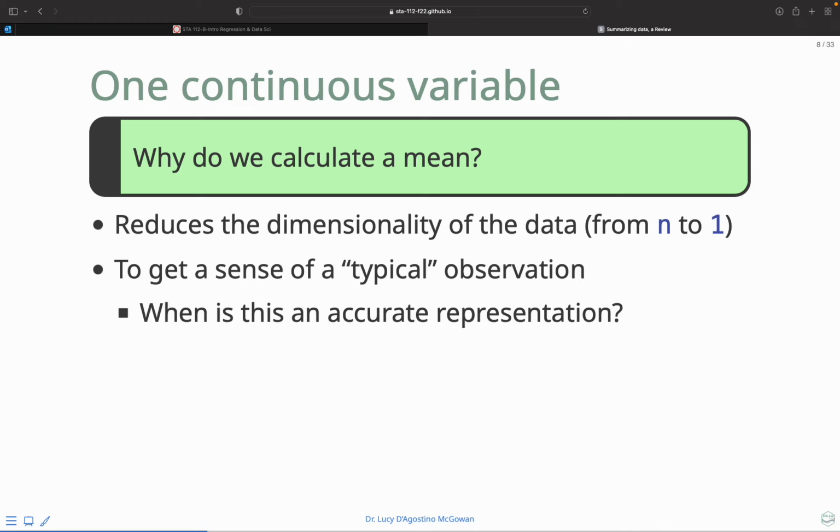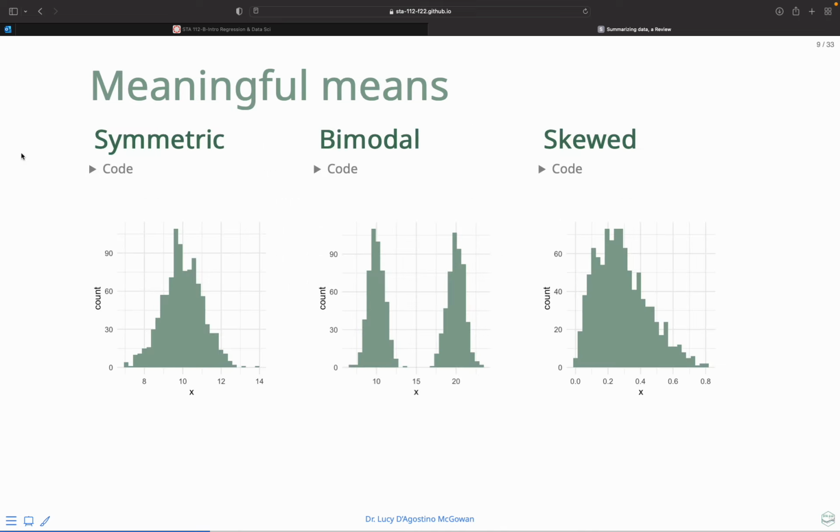So when will this be an accurate representation of an observation? Normal distribution. Yeah, if it's normally distributed, or even more broadly when it's symmetric. So even if it's not normally distributed, as long as the data is symmetric, the mean will typically be a good indicator of a typical observation.